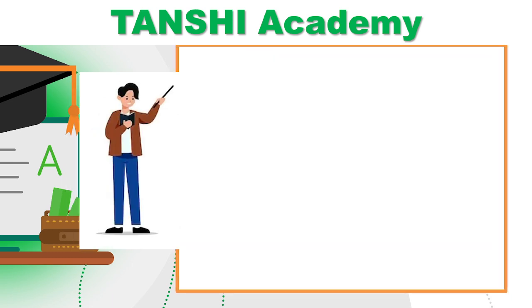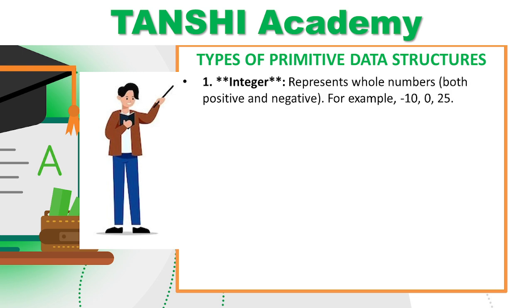Okay, now let's proceed. Types of primitive data structures. The first primitive data structure is an integer. An integer is a positive or a negative whole number, including 0. So for example, if you want to store an integer in a computer system, you can store either a positive or a negative whole number. As you can see in the representation, we have -10, we have 0, we have 25. So that is an integer. An integer is a positive or a negative whole number.